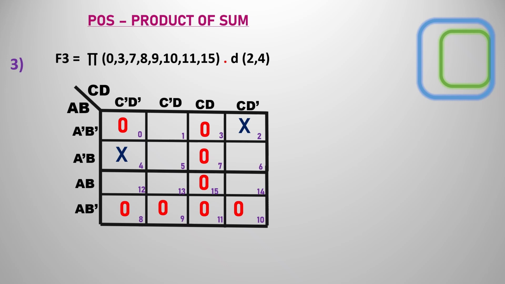Let us have a quick look over this. They have directly given the POS format, so we have to fill the K-map using that. So I can fill all that with zeros, because we have to fill with zeros. This is POS, not the SOP. If SOP is given, we can fill with ones. So this is POS. They have given the two don't care terms also.